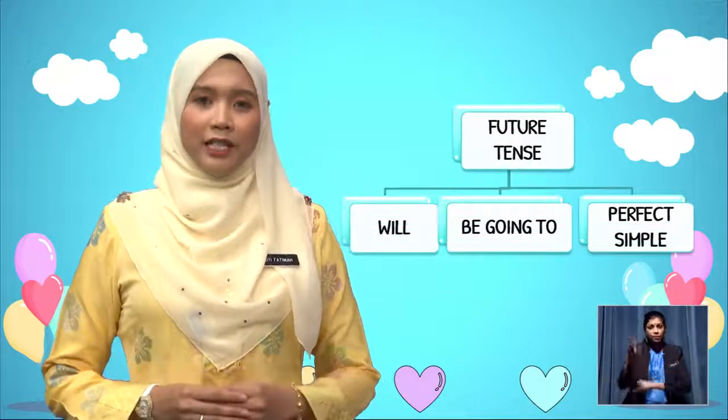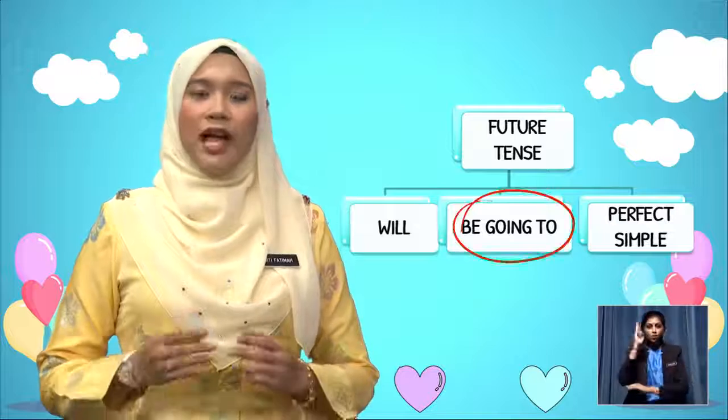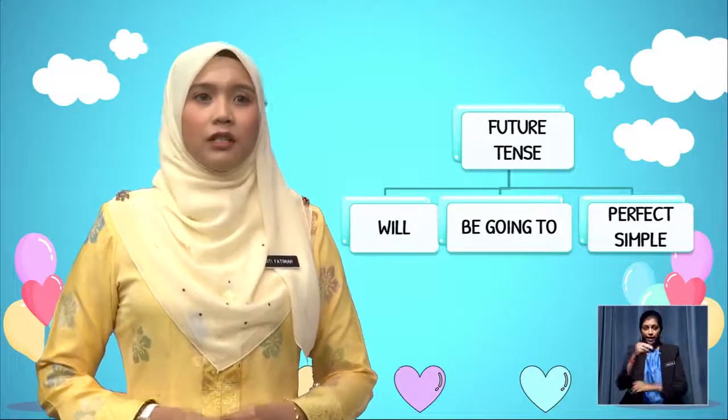Did you get it all right? Excellent job, everyone. Now, we have reached the end of our lesson. Let's recap what we've done today. We started by becoming familiar with the different future tense forms of will, be going to, and perfect simple. For each form, we learned the correct usage to talk about future actions or events. I hope now you have a better understanding of how to form the future tense and when to use them.